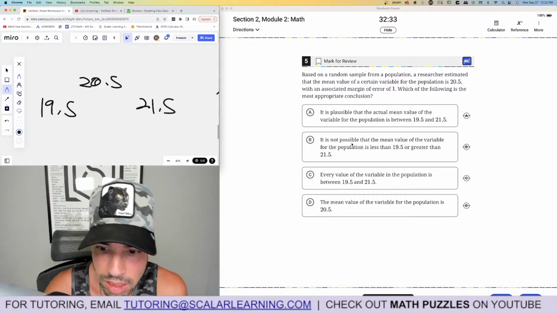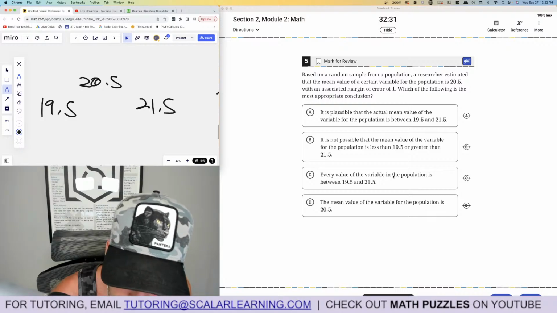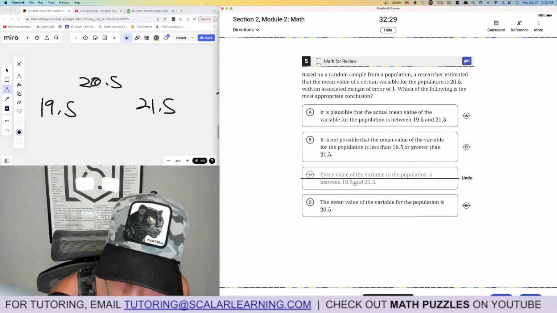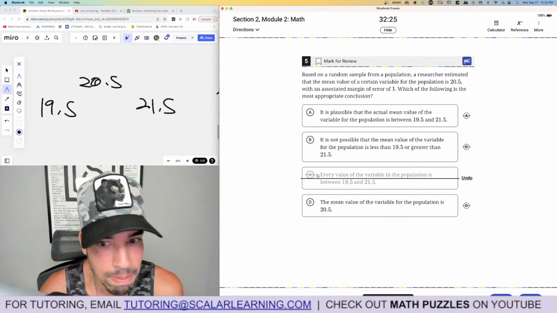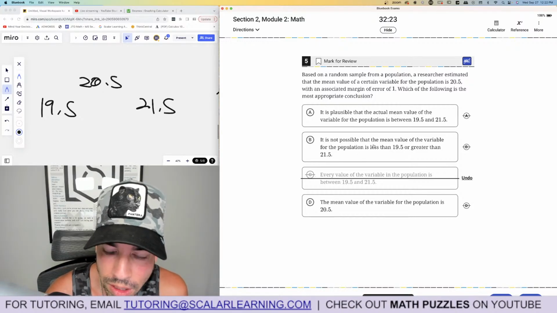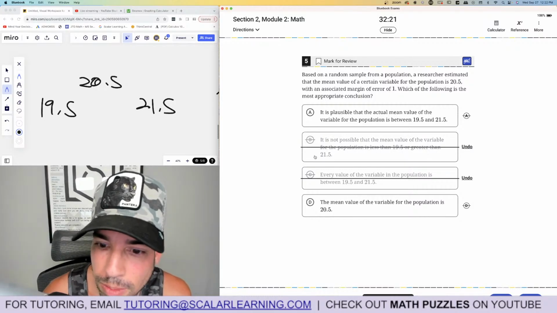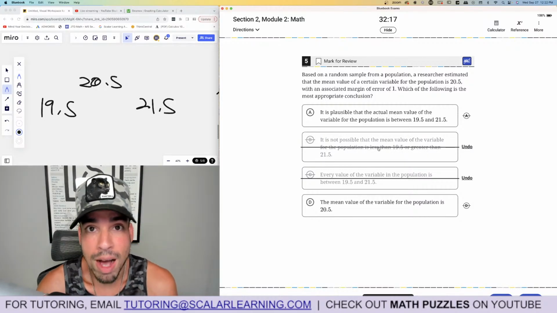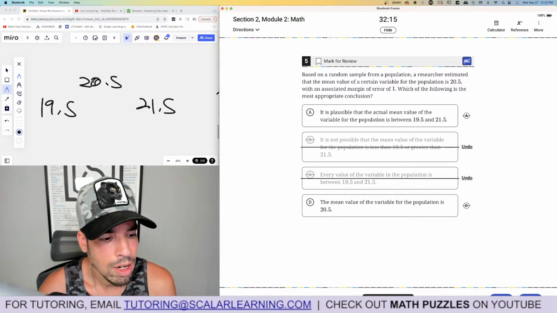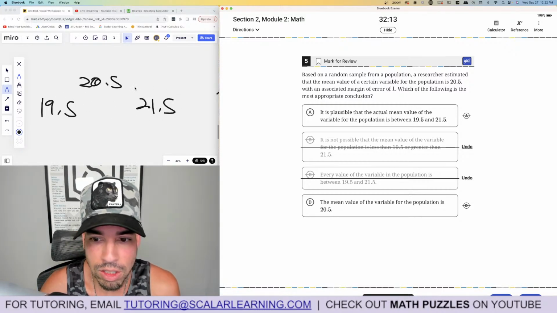Now let's look at the choices. Every value of the variable in the population is between... this obviously makes no sense, and it's definitive language that should make you suspicious. No, that's not what it's saying, it's talking about the mean. It is not possible that the mean is less than 19.5. Wrong. It's not that it's not possible, it's just very likely that it's in this margin of error.